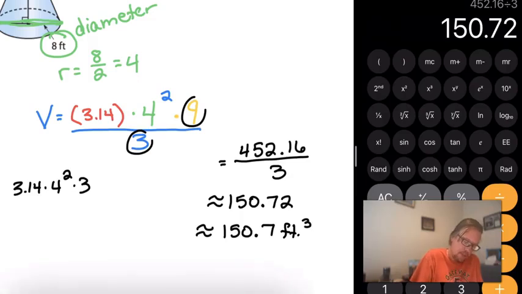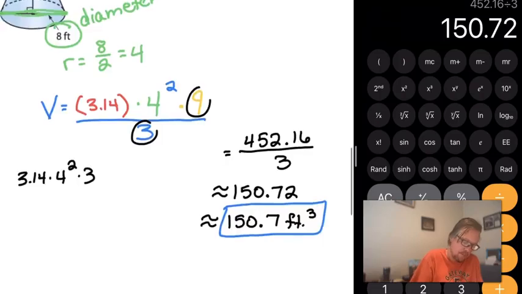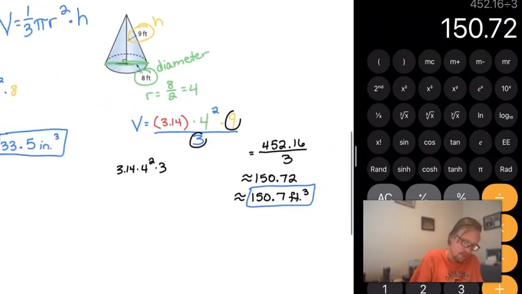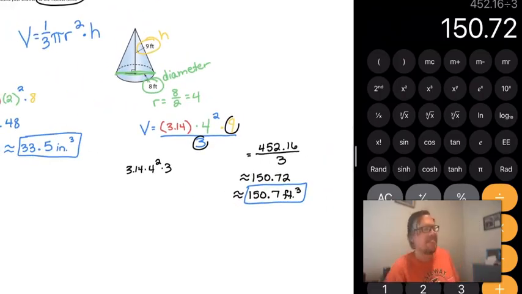I know my type A people are probably, it's driving you nuts that I wrote the first answer in blue and I'm writing this answer in black. I'm so sorry that I wrote this one in black and the first one in blue. Sorry, type A people. So 150.7 is going to be the volume of this cone, 150.7 cubic feet.